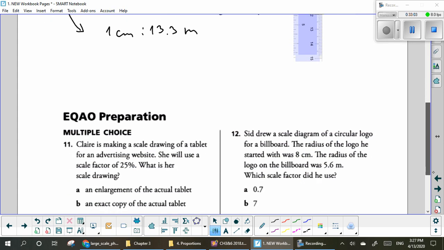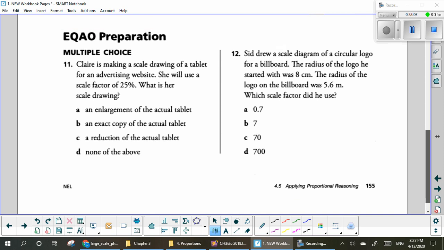All right, that's it. The two questions that you have at the end, 11 and 12, you can try on your own. And we are done with this chapter.